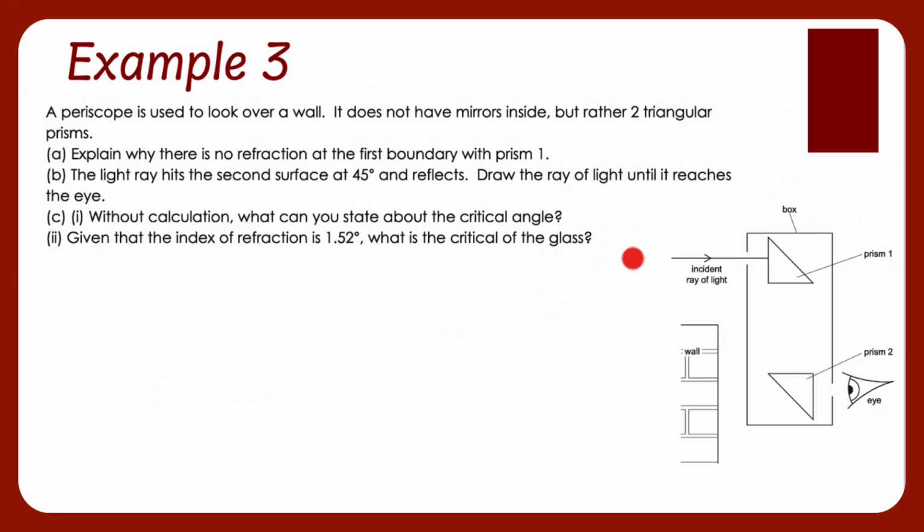So I have a periscope here. Here's my eye. I'm looking at something over top of this wall, and it doesn't have a mirror inside, but actually has two triangular prisms. Now it's telling me that I'm going to be able to use this. So why would there be no refraction at this boundary? It must be from glass to air. Remember, it would be bending away from the normal. And I only have reflection, so I must be greater than the critical angle, and I have total internal reflection.